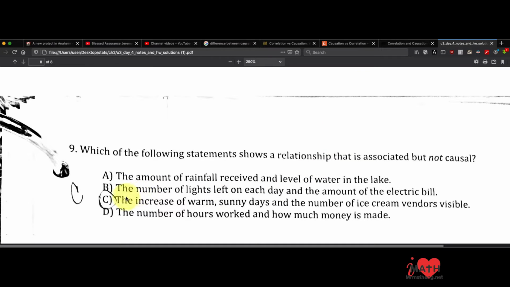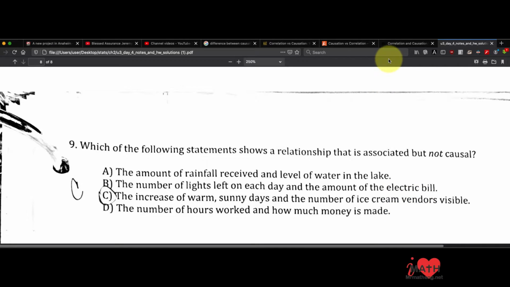So C. Just because it's sunny outside doesn't mean there's more ice cream vendors. Maybe they know it's the end of the Laker season or a sports event and they're all outside, and they know there's a lot of people. That doesn't necessarily mean it's based on the weather. It could just be strictly based on an event.